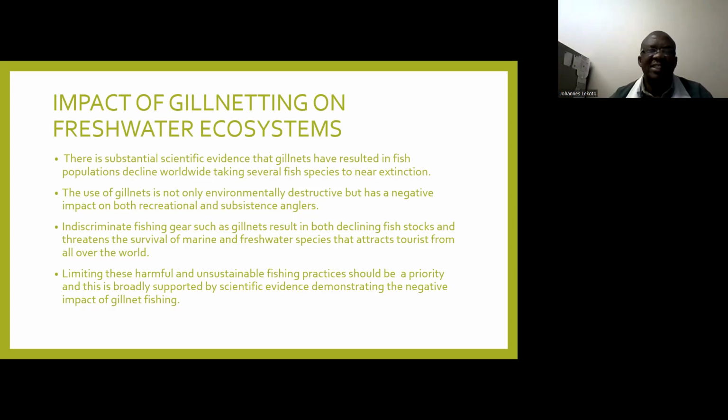Indiscriminate fishing gear such as gill nets result in both declining fish stocks and threatens the survival of marine and freshwater species that attract tourists from all over the world. Limiting these harmful and unsustainable fishing practices should be a priority, and this is broadly supported by scientific evidence demonstrating the negative impact of gill netting. So the scientific evidence supports that gill netting is not good for the ecosystems.